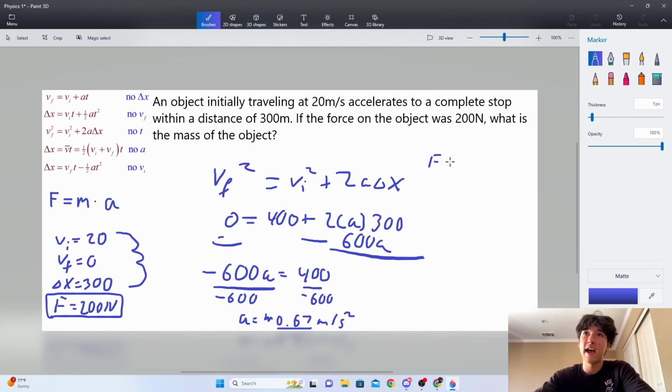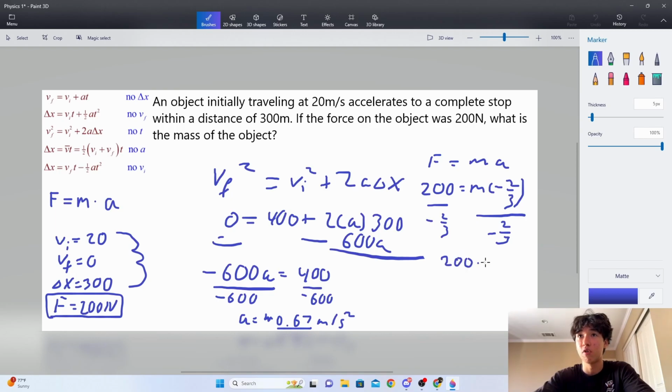So we're going to use our F is equal to ma equation because now we have acceleration and force. So we have a positive 200 equals mass times negative 0.67. This is actually coming from negative 2/3 right here. So what we can do is divide by the negative 2/3, which is just multiplying by the reciprocal. So negative 3/2. This is 1 in 100. So this is actually negative 300. So negative 300 kilograms is our mass.